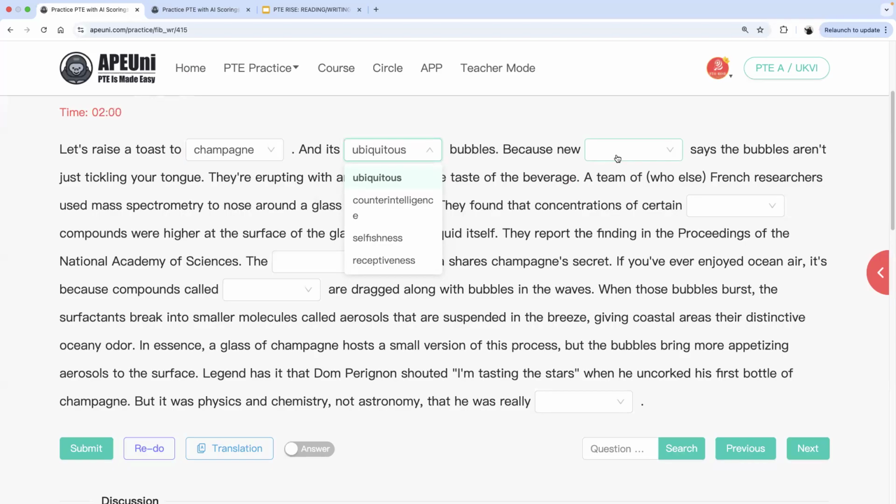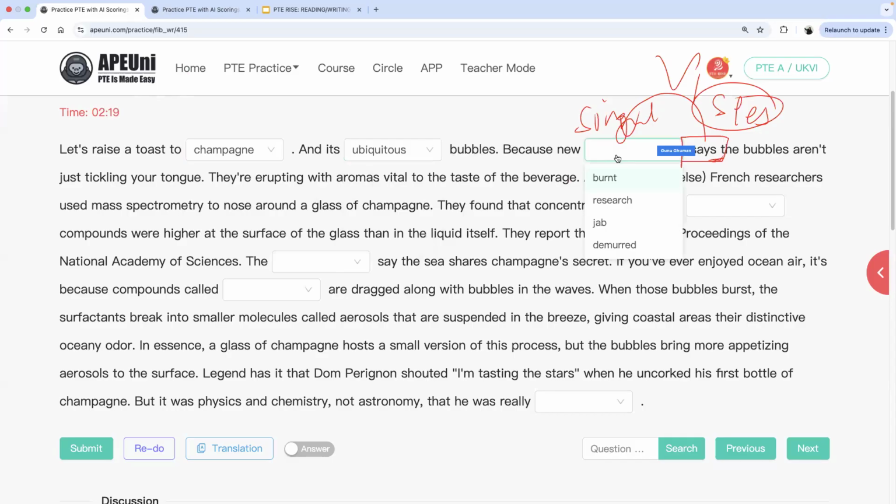Okay. Because new dash says. New dash says. This is a verb. Says is a verb. Which form of verb is this? S or ES, right? So which word should it be? Maybe you have all the singular options, but no, we need a singular noun, right? How many of them are not nouns?